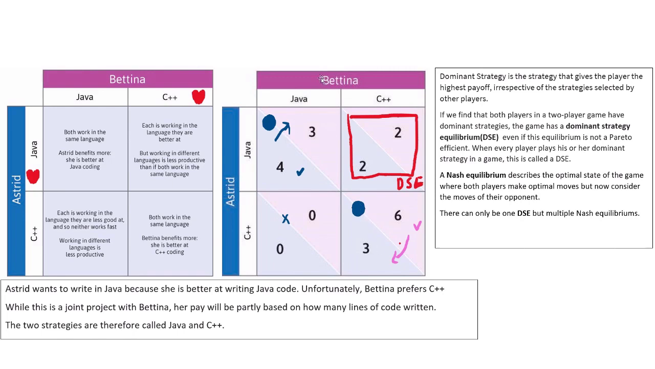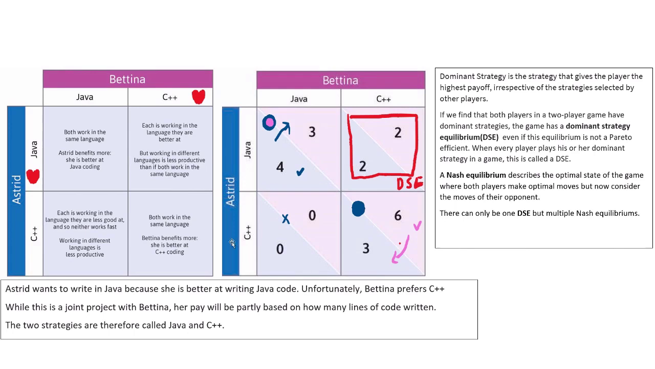How about Bettina? If Bettina knows Astrid is going to choose Java, of course Bettina is going to choose this one, because with 3 versus 2, 3 is the higher payoff. So we put a dot in here. Now let's look at what if Astrid chooses C++.